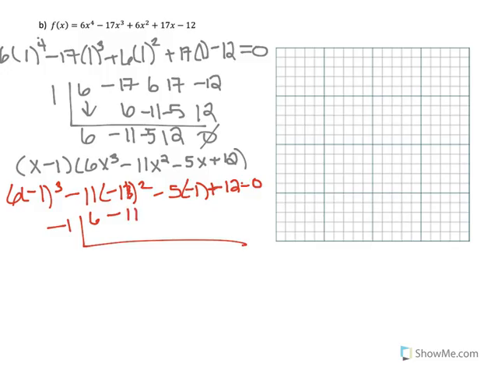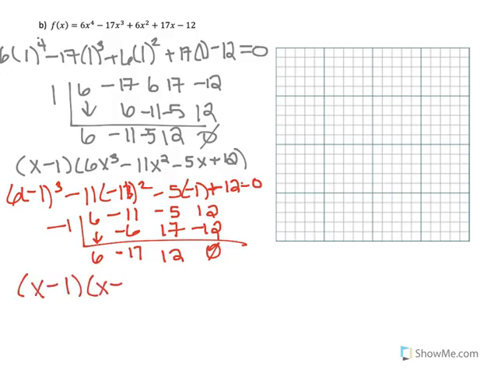We have 6, negative 11, negative 5, 12. Bring down the 6. 6 times negative 1 is negative 6. Add those together to get negative 17. Then this turns into positive 17, which we add to negative 5 to get 12, making this negative 12 and 0. So our new factored term is x minus 1, x plus 1, 6x squared minus 17x plus 12.